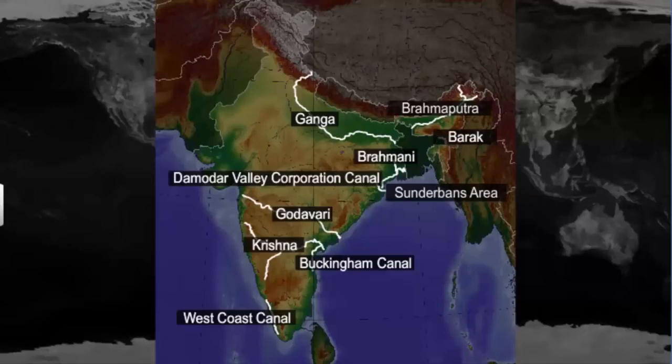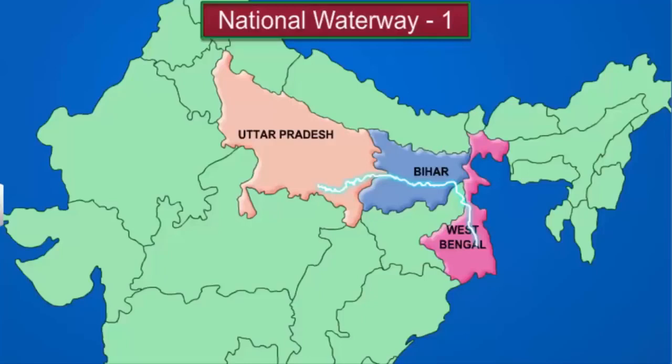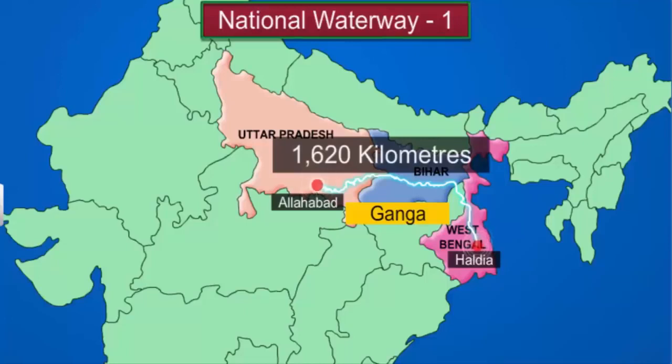Some inland waterways in India have been declared national waterways. National Waterway number 1 on the Ganga connects Allahabad in Uttar Pradesh to Haldia in West Bengal. The total distance covered by National Waterway number 1 is 1,620 kilometers.